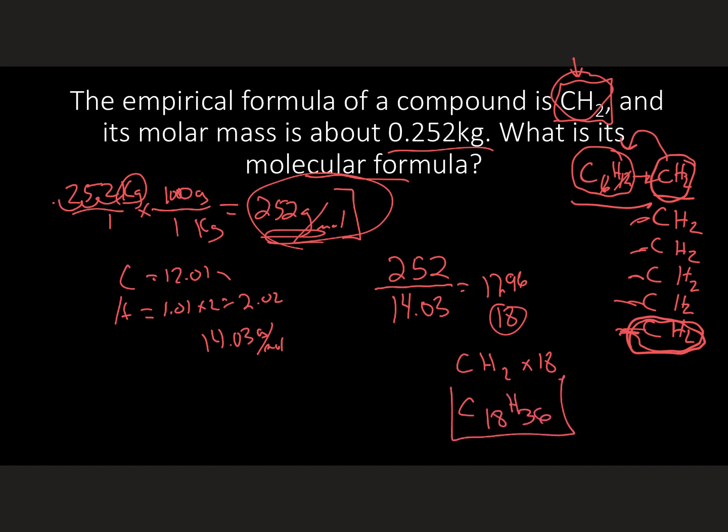So that is going to be the molecular formula. I really like to think of it as, what does the one piece weigh? All the parts together weigh something. Divide by how much one part weighs, and that gives you how many parts there are. Then multiply the empirical formula by that many parts.